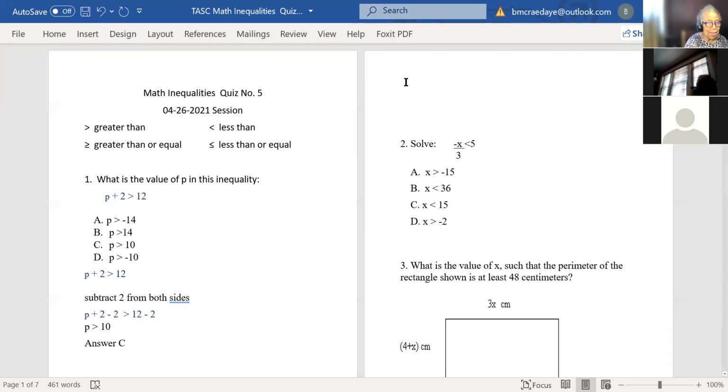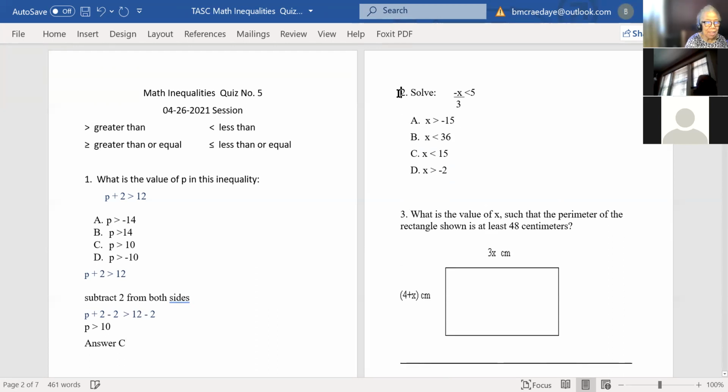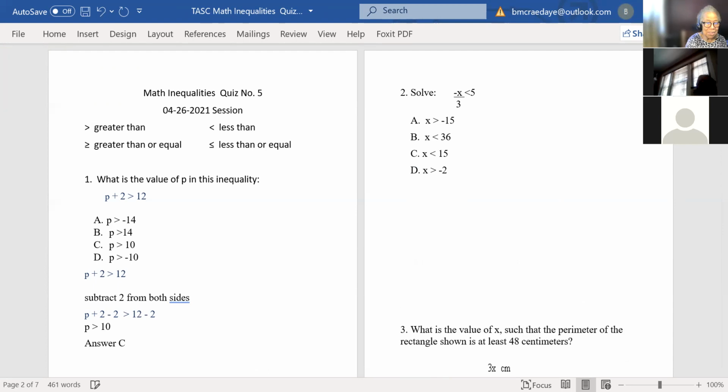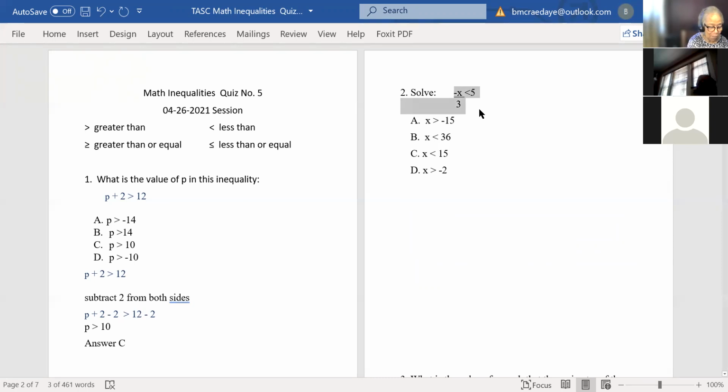Number 2 is a division, which means you have to do what? You have to do the reverse. No, not reverse. Yes, reverse the inequality sign. Why are you going to reverse? Because it's when you multiply by a negative or divide by a negative. 3 is not negative. Okay, so what would be the answer? So therefore, the answer would be C.